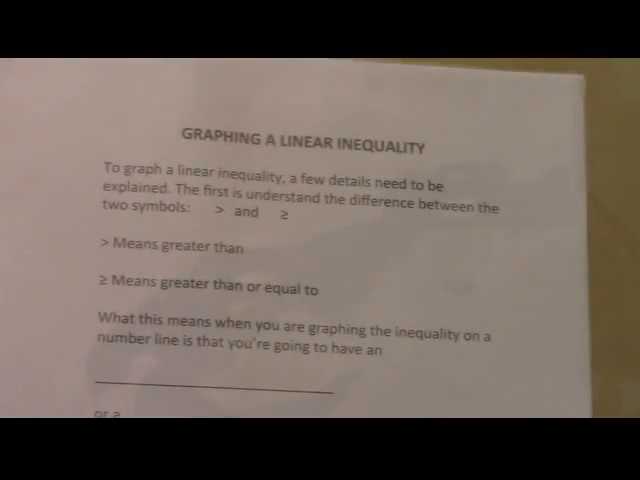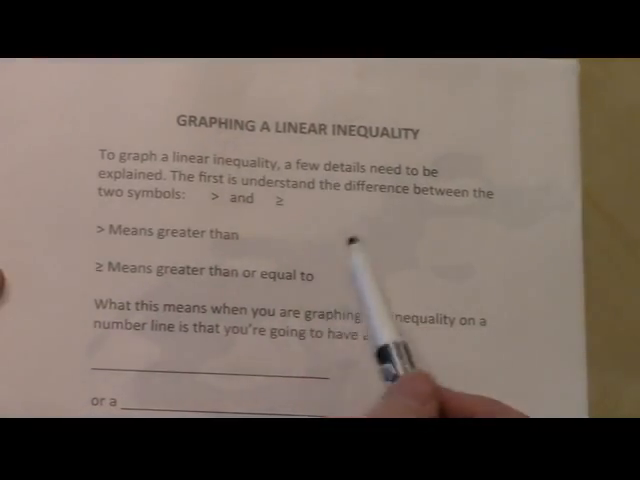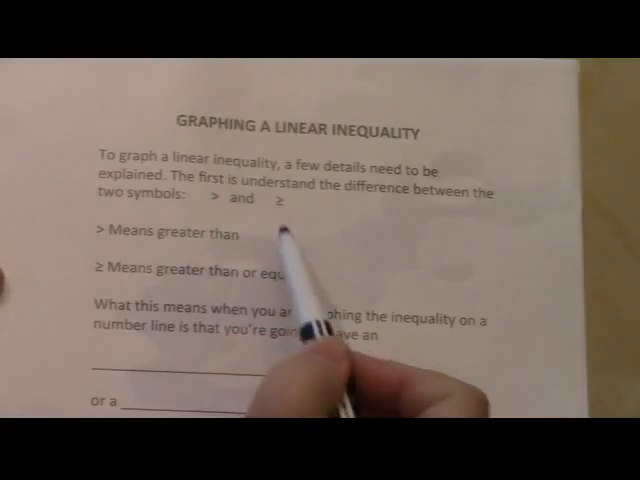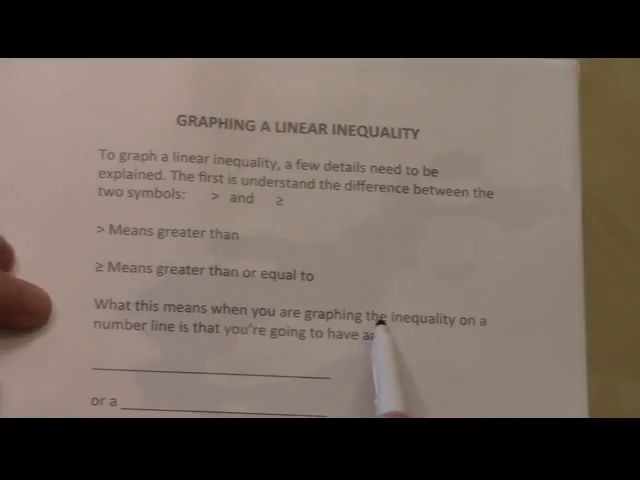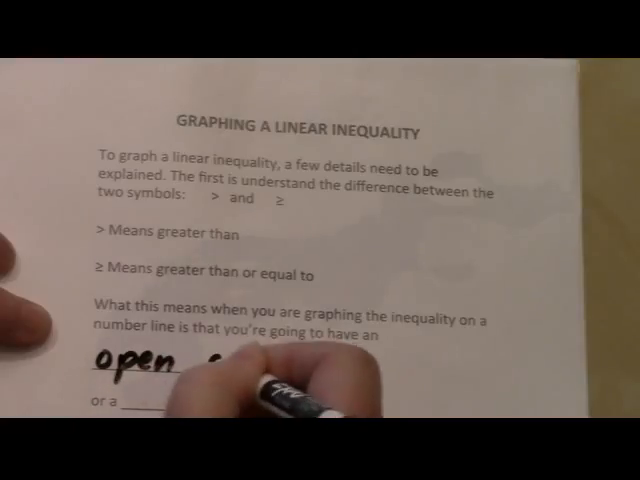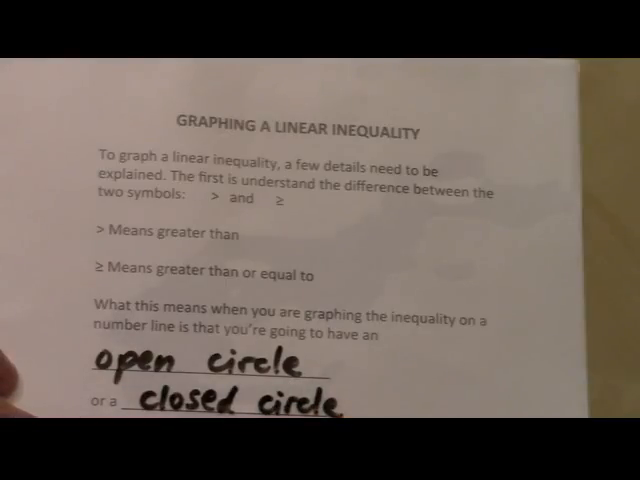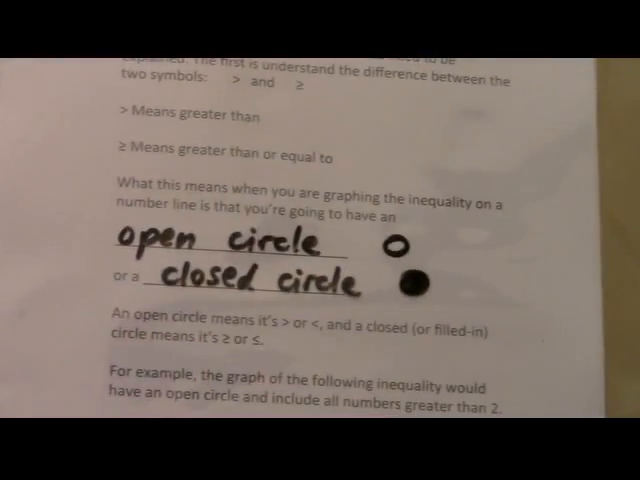Well, how do we graph these things on a number line? Here we just went over this, understanding the difference between greater than and greater than or equal to. What this means when you're graphing the inequality on a number line is that you're going to have an open circle or a closed circle. An open circle will look like this if it's greater than or less than, but the closed or filled in circle means it's including the equals. So a closed circle is going to be a solid dot like that.